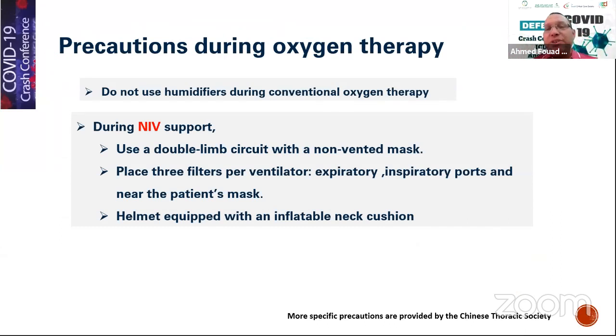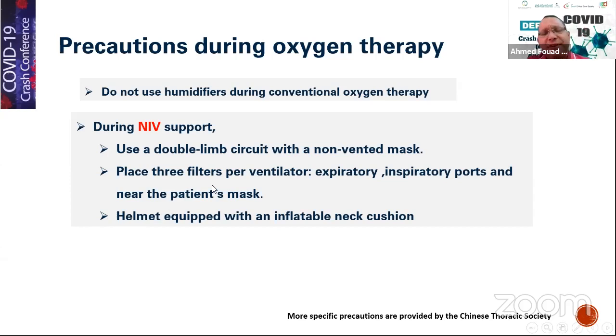If you are going to deal with patients on oxygen therapy, there are some precautions you have to take. If you are planning to use non-invasive support, use double-limbed circuits. Don't use one circuit. And keep a filter in each place. 3 filters: 1 in the expiratory limb, 1 in the inspiratory limb near the machine, and 1 close to the tube, close to the face mask of the patient.